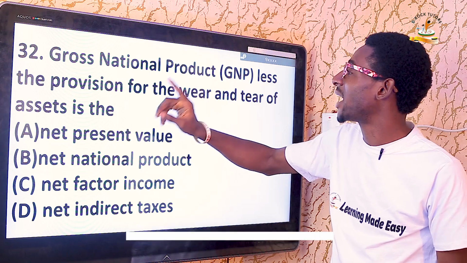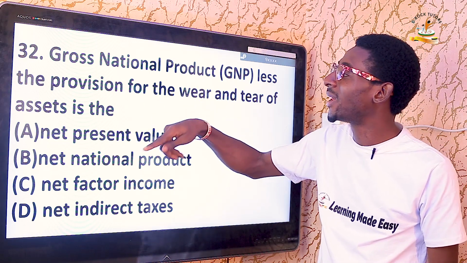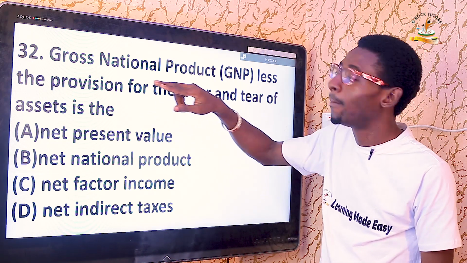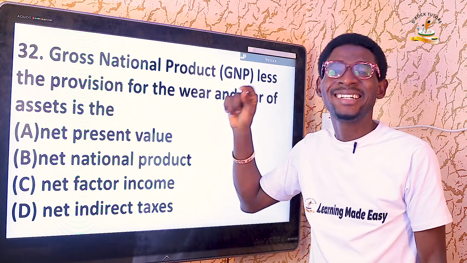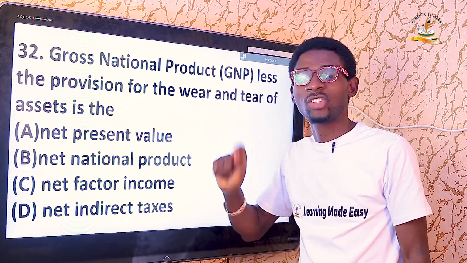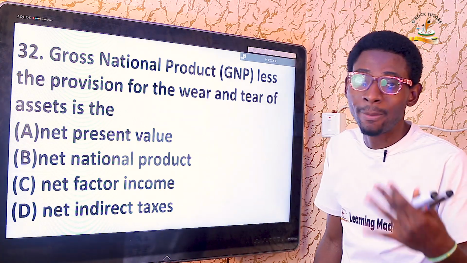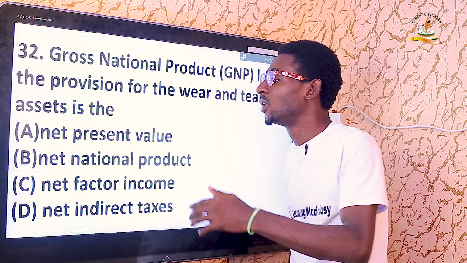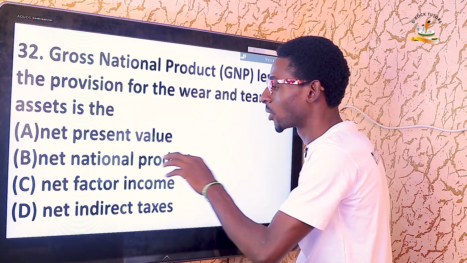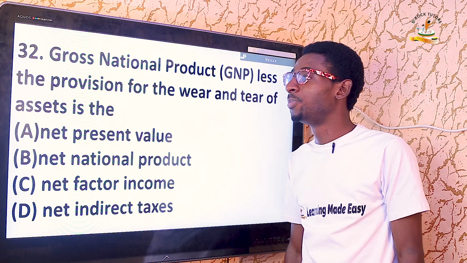So when you are talking about provision for wear and tear, that means depreciation. So they are asking for GNP minus depreciation, and that is net national product, which is GNP minus depreciation plus subsidy minus indirect tax. So the answer there is net national product, which is option B. 33.